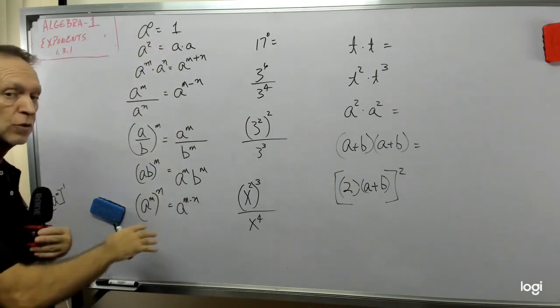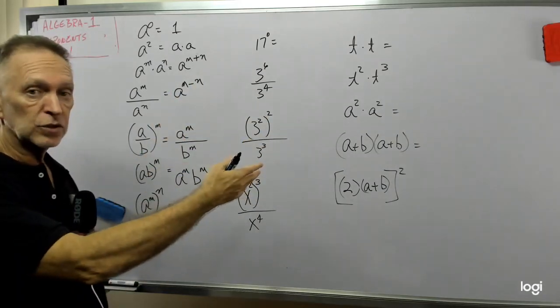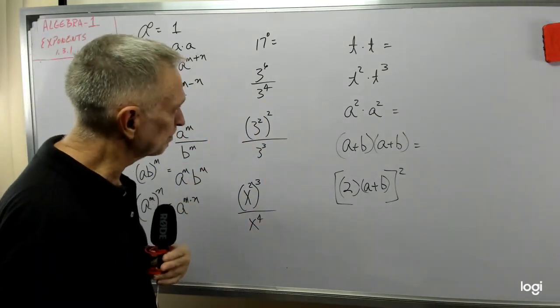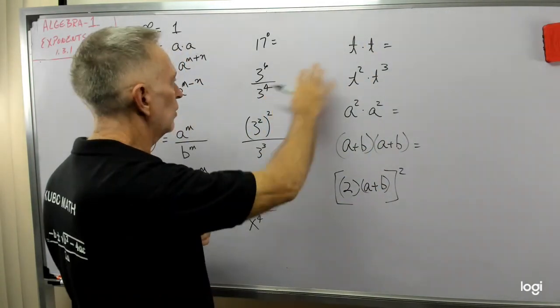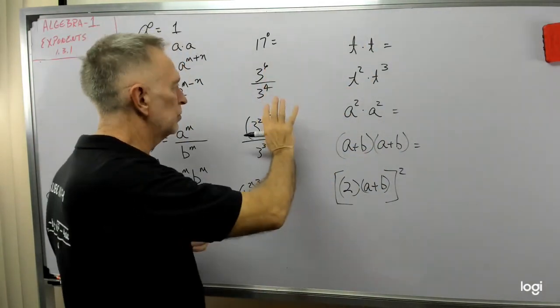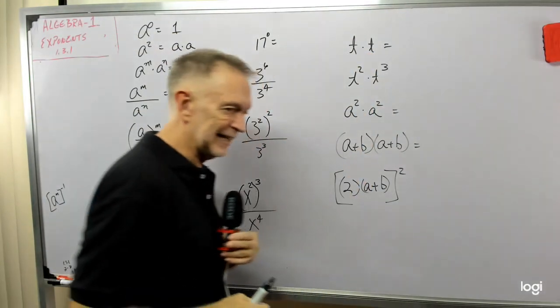Okay, so these are the rules of exponents. Let's see how that applies to some actual problems. We'll work these on the right first, and then I'll erase them, and then that'll give us room to work these others. T times t.